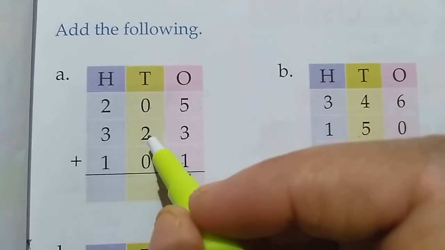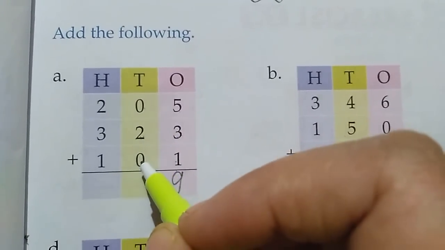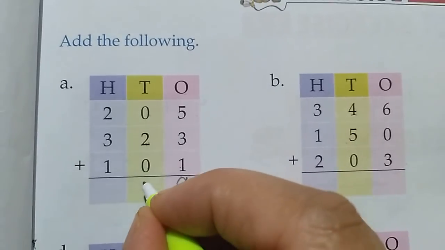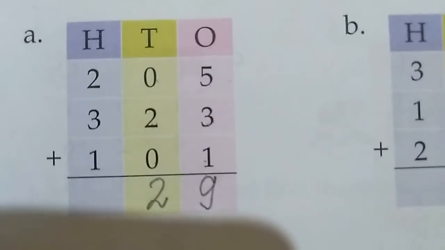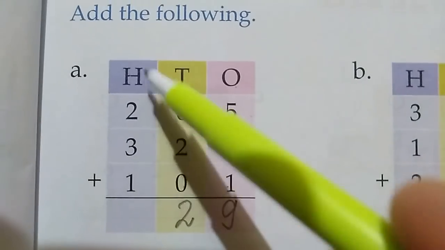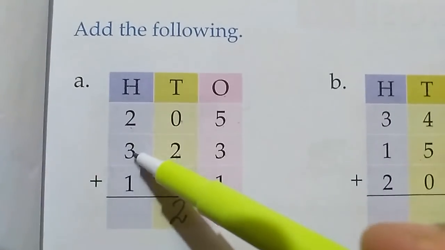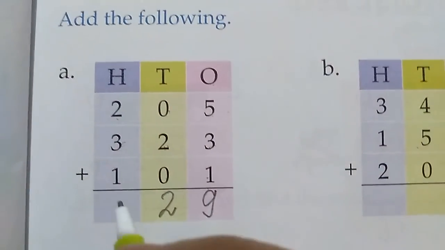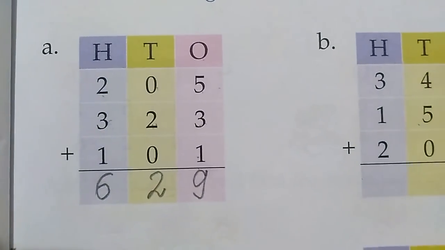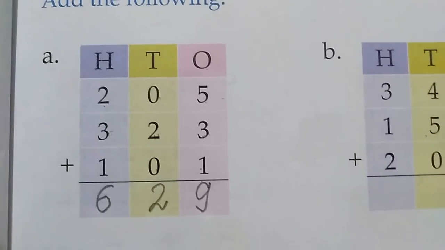9, okay. Tens place 0 plus 2, 2. 2 plus 0, 2. So here we get 2. And at hundreds place 2 plus 3, 5. 5 plus 1, 6. So our answer is 629, okay.